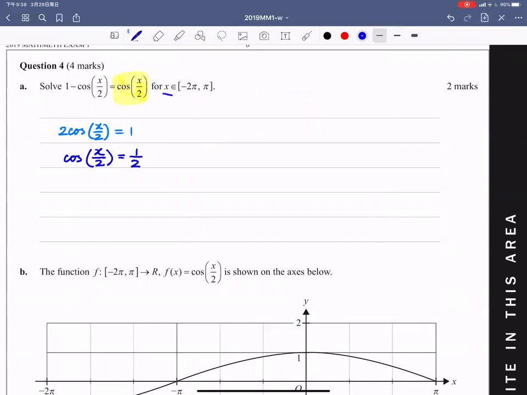Now, my working domain is not x. This is my initial domain for the variable. Because I'm looking for the value of x on 2, I need to divide every endpoint by 2, which gives me minus pi as my left endpoint, pi on 2 as my right endpoint. So I'm looking for special values within this domain. This is my working domain.